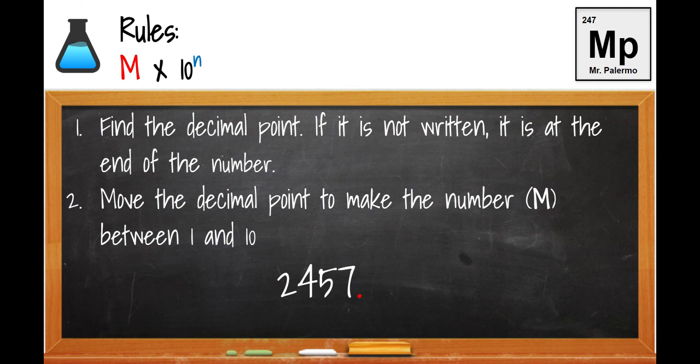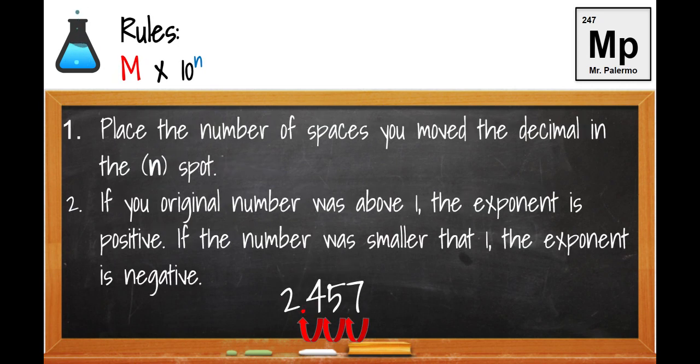So there's my pretend decimal. I put it in, and then I'm going to move it over once. I'm going to move it over twice. I'm going to move it over 3 times, and from there, I'm going to put that decimal there. Now I have 2.457, and if the original number was above 1, which 2,457 was, the exponent is positive. If it was smaller, then it's negative. So our bigger numbers, we're going to have that positive. So 2.457, and I'm going to add in times 10 to the third because my original number was 2,000 something.